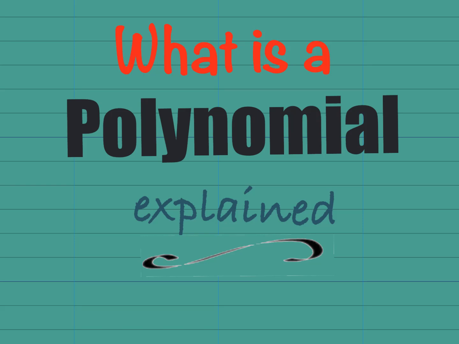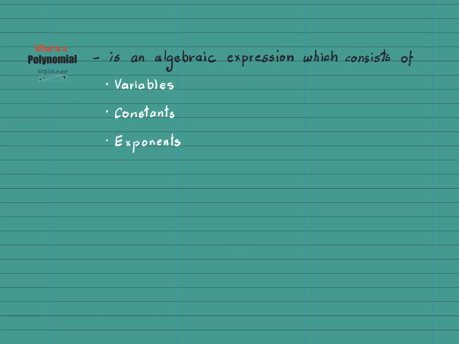A polynomial is a very important expression in maths, and we need to know all the terms that define it. So firstly, a polynomial is an expression, or algebraic expression, which is composed of variables, constants, and exponents. Before I continue with this definition, what do I exactly mean by variables?